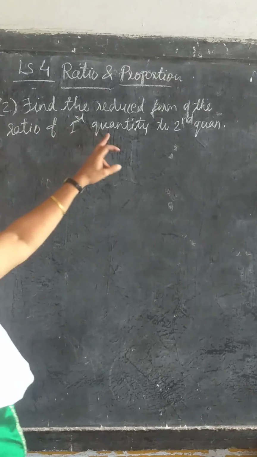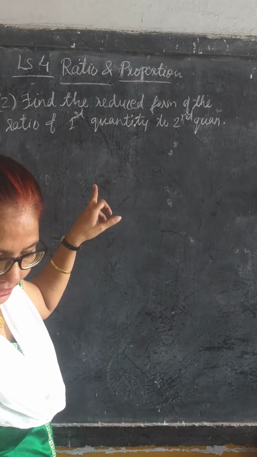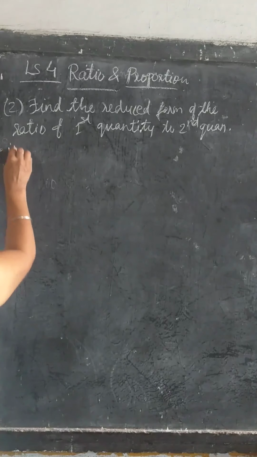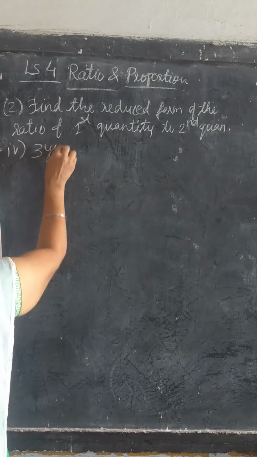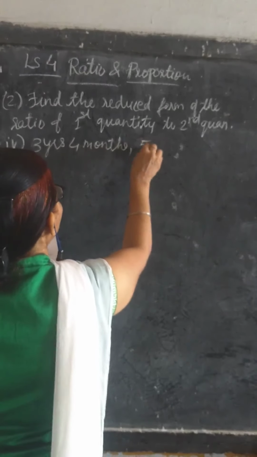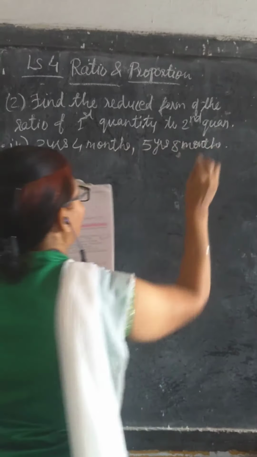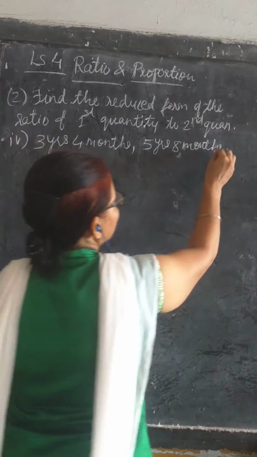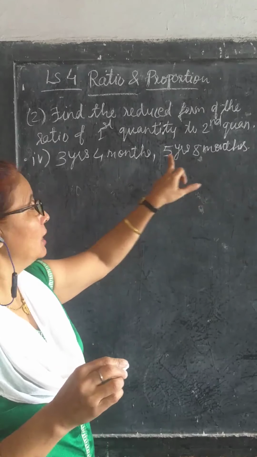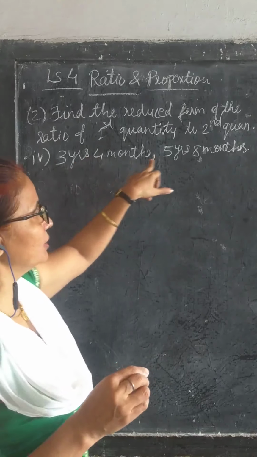So let's find the reduced form of the ratio of first quantity to the second quantity. Now here let me take a fourth example. Your fourth example is 3 years 4 months and 5 years 8 months. Now you have to find its ratio, and according to the heading, the ratio of first quantity to the second quantity. Now you can see children here the units are year and month, and here also year and month.